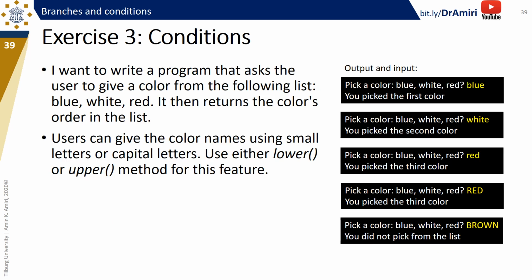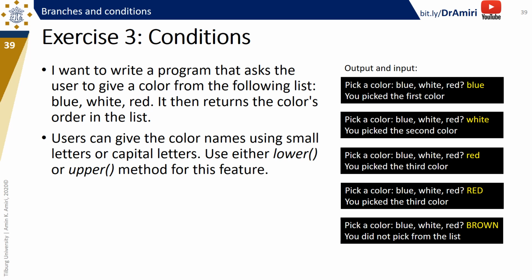Please pause here for a minute and try to write a program that creates an output like this. I need you to write a program that asks the user to give a color from the following list: blue, white, or red. It then returns the color's order in the list. So if it's blue, it says you pick the first color. If it's white, it says you pick the second color. And if it's red, the program says you pick the third color.